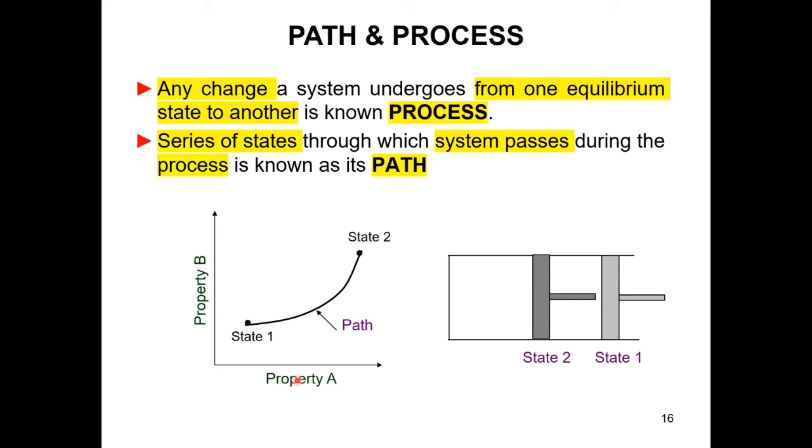Okay, so you have two properties that you're mentioning. It can be pressure and also volume. It can be temperature, volume. It can be anything. So from state 1, it is moving to state 2. The line in between state 1 and state 2, we call it a path. So that is what the slide is.